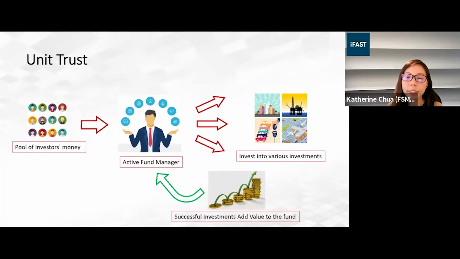Unlike ETFs, unit trusts are unlisted. So there's only one price in a day and everyone will buy and sell at that same price. So you cannot buy in and out on the same day, not like ETFs. The benefits of investing in unit trusts, of course, include diversification, given that the portfolio is invested in a pool of securities.